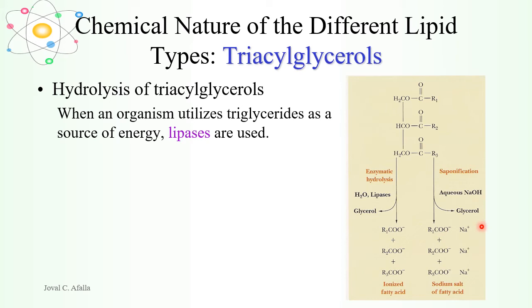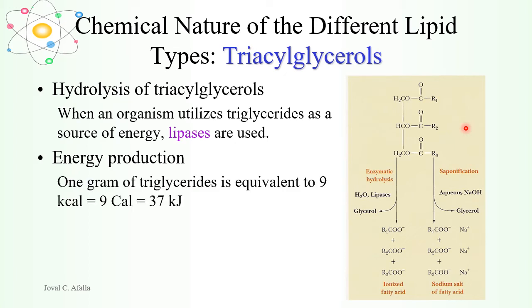Or again, in organisms, the fatty acids are metabolized by enzymes. So it undergoes enzymatic hydrolysis using lipases, releasing glycerol and the ionized fatty acid, and then used as the case may be. In that case it is usually for energy production. As previously mentioned, 1 gram of triglycerides or fat is equivalent to 9 kilocalories, or 9 capital C Calories, or again, if you want to be SI about it, 37 kilojoules.